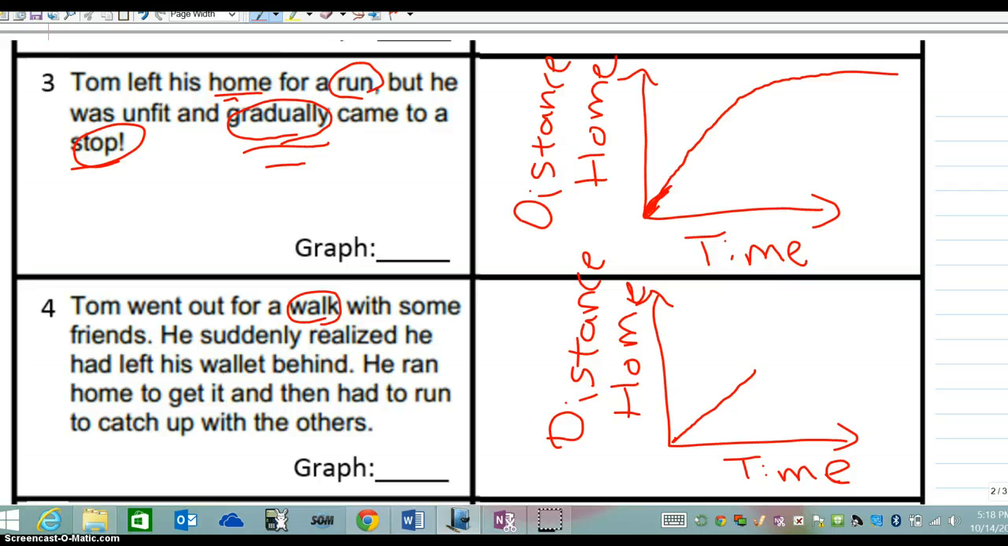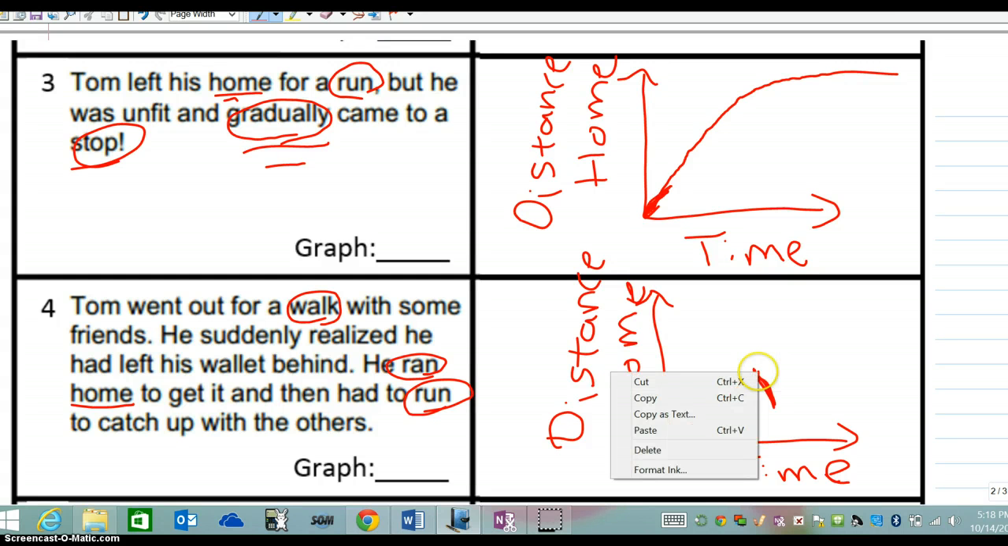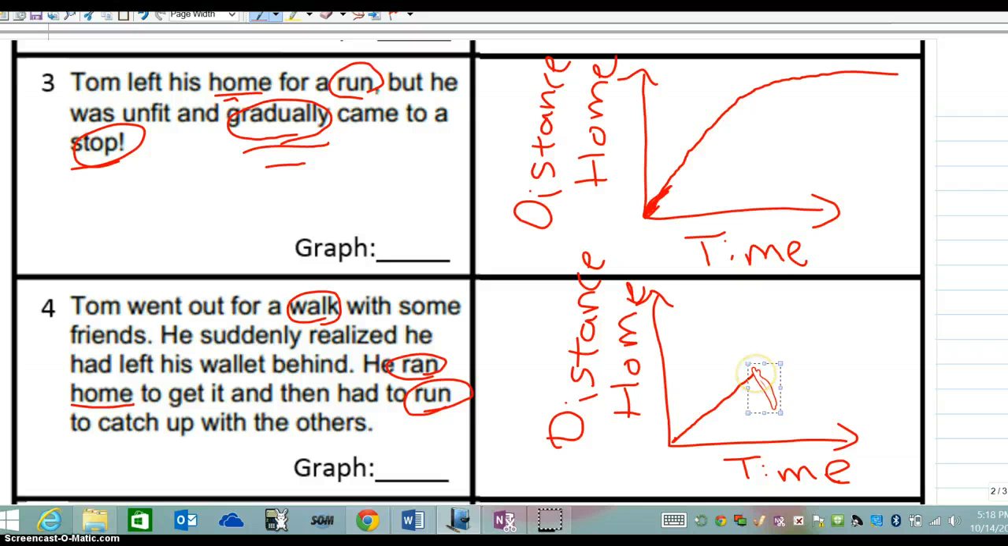He suddenly realized he left his wallet behind. He ran home. That means the distance between him and his home is going to decrease because he's going back to his home. But because he's running, it is going to decrease pretty fast, like that. And then he had to run to catch up with the others. Again, he ran home, so the distance is going to decrease fast, and eventually he's going to get back home. That means the distance between him and his home is going to decrease completely when he gets home.